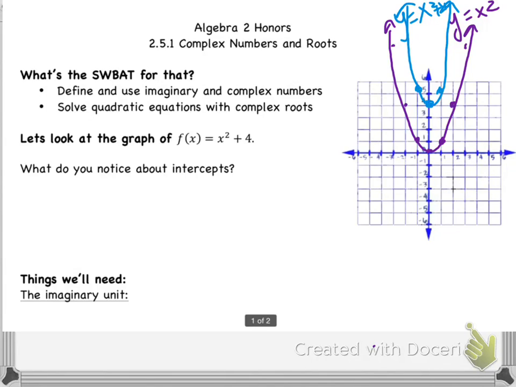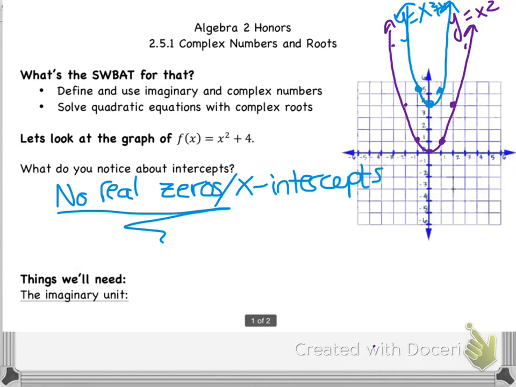So what do you notice about the intercepts? Clearly on y equals x squared plus 4, there is no x-intercept. There's a y-intercept at 4, but there are no x-intercepts. Does that mean that there are no zeros? Well, we talked about how that's not the case. You can still solve for zeros, they're just not going to be real. So you have no real zeros or x-intercepts. But as you're going to see very shortly, we do actually have imaginary zeros.